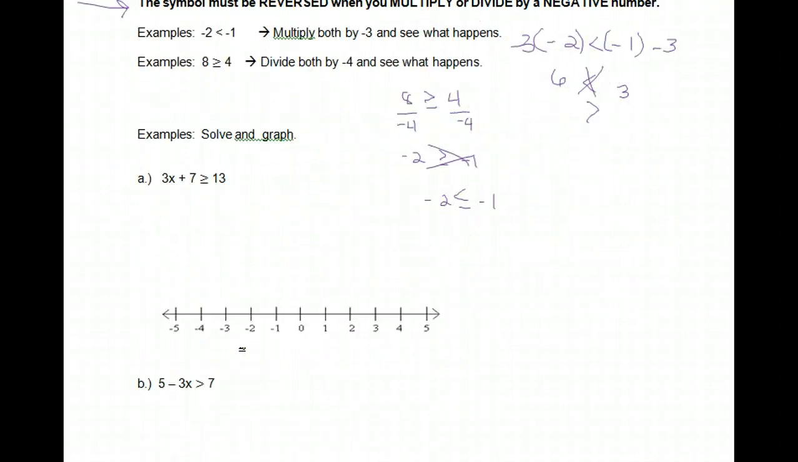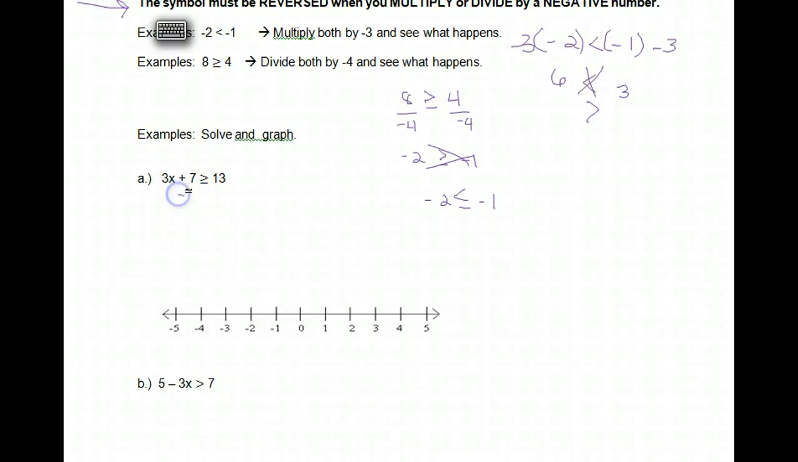So let's work through some examples here. Let's just make sure that we can solve these inequalities and graph them. We have 3x plus 7 is greater than or equal to 13. You will approach this problem exactly the same way that you approach equation solving. We want to start by undoing our addition.